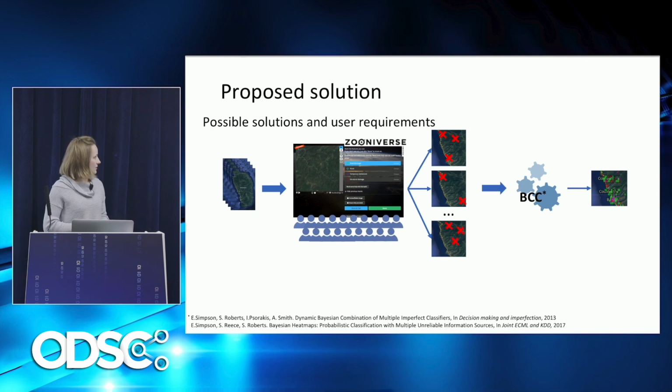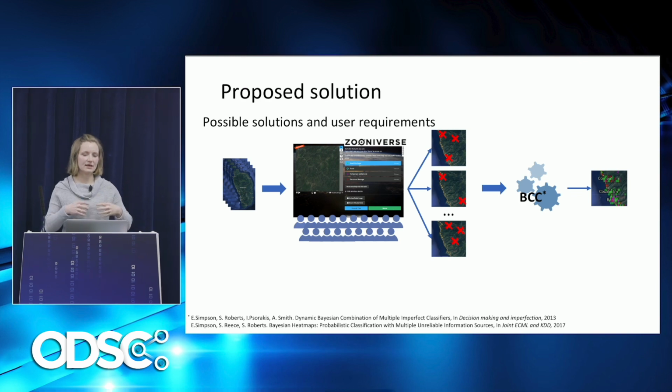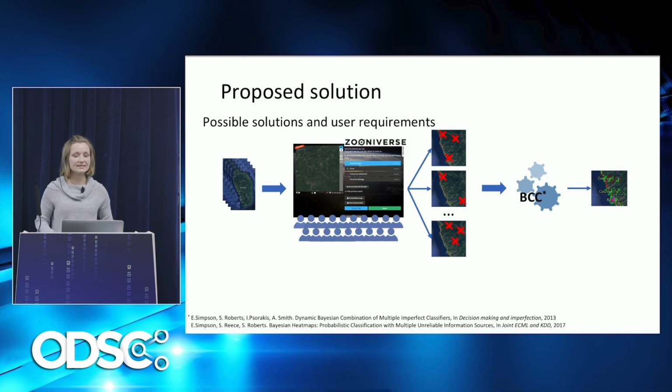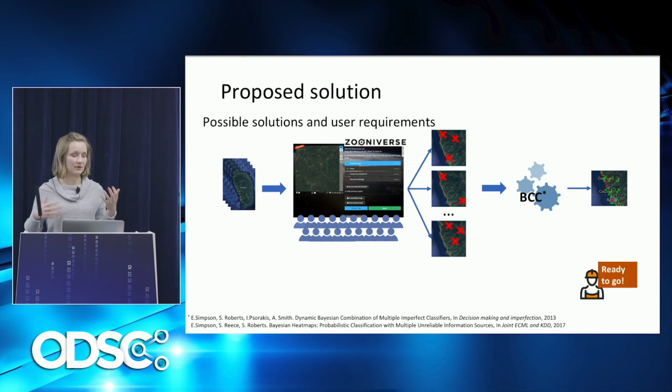So there was an algorithm developed in our group, where we can combine all these unreliable crowdsourced labels to diminish all the biases, to weight the volunteers according to their reliability, and provide the consensus answers in the form of heat maps. And now the disaster responders can use these heat maps to understand where the help is needed the most.